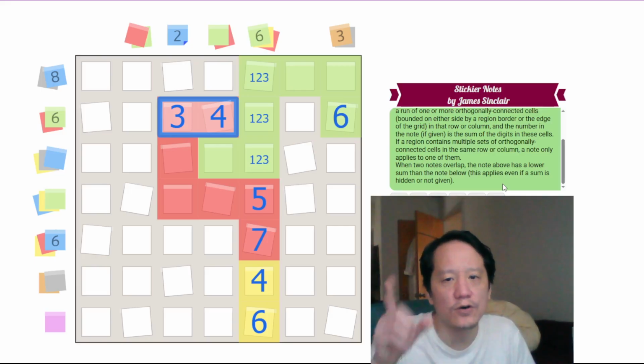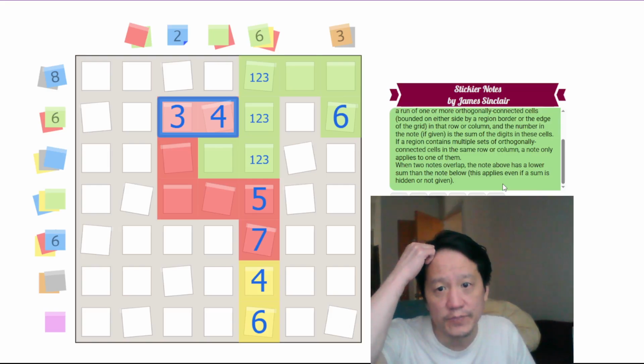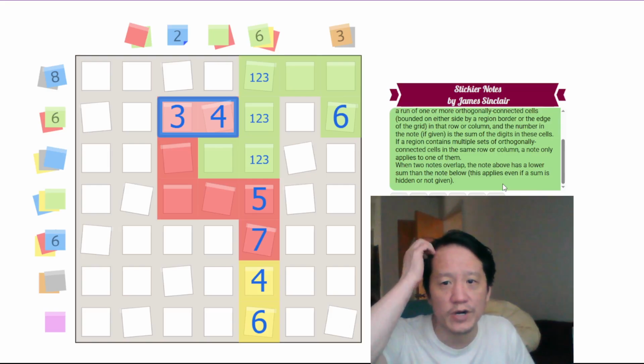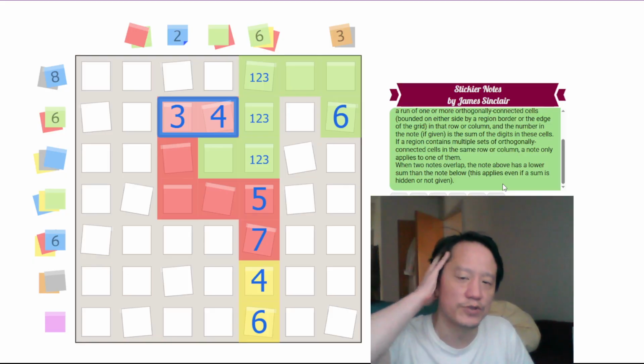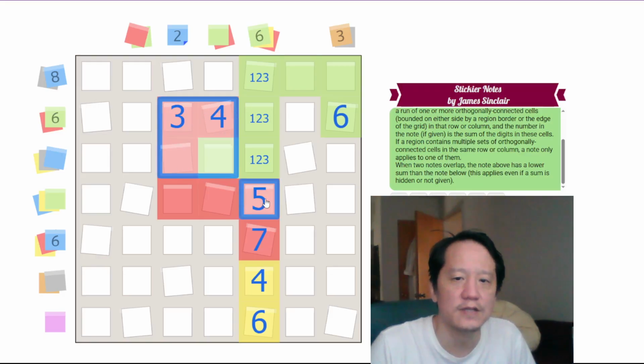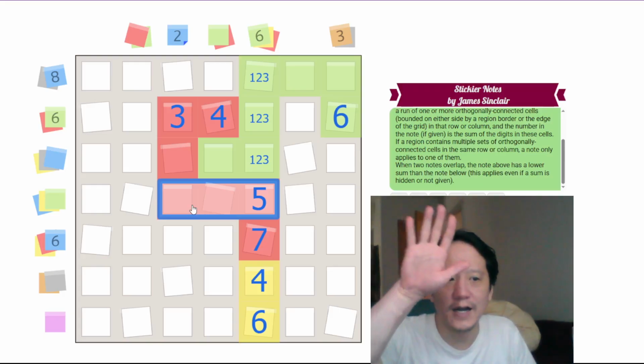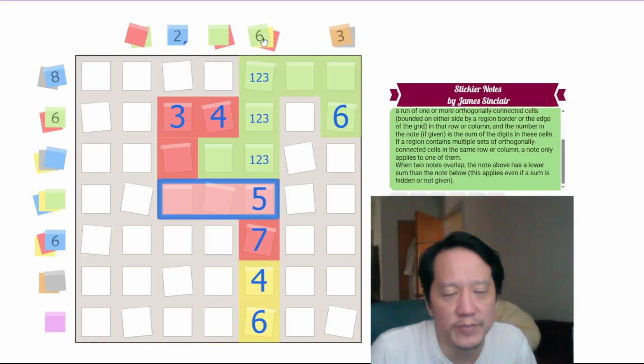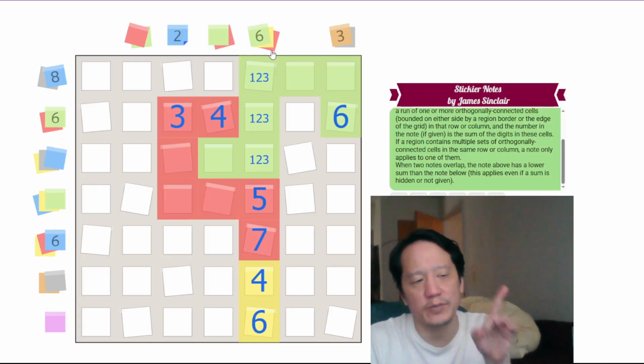So remember, the note applies to only one of the sets of orthogonally connected cells in a row. It does not apply to multiple ones. And again, if you have overlap, the note with the lower sum is the highest one possible. So that means this is green, which is less than the sum of yellow, which is less than the sum of red here.